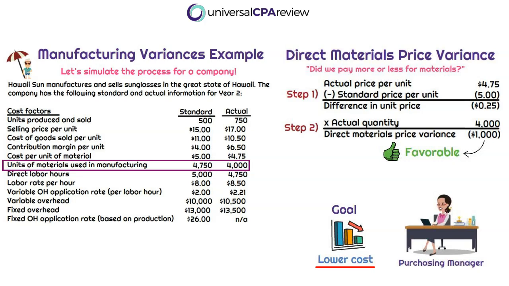So that is the direct materials price variance. Again, it's also called the direct materials spending because we have to spend money to purchase material. So hopefully that makes sense. We've got one already knocked off here.